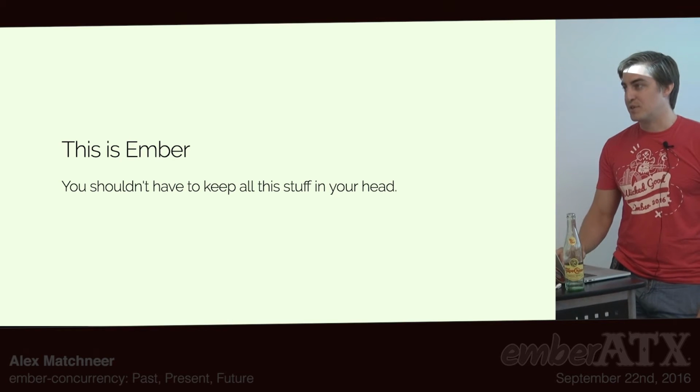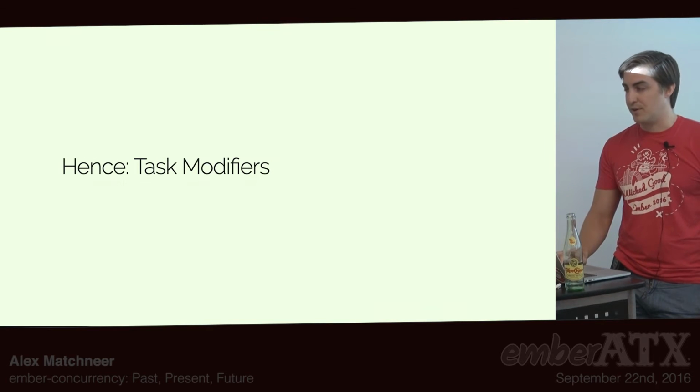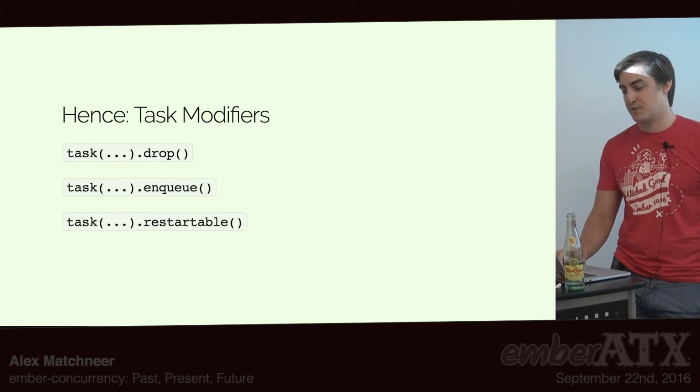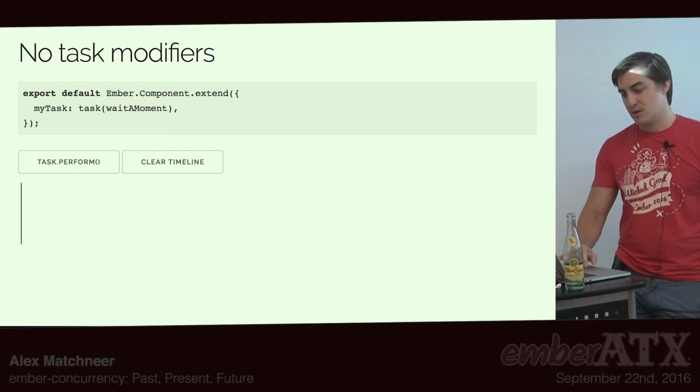But there's Ember, and this is a bunch of boilerplate, a bunch of promisey acrobatics that you shouldn't have to keep in your head. So Ember concurrency has this thing called task modifiers. There's one called drop, there's one called enqueue, and there's one called restartable, and they correspond to the last 3 slides I showed. So this is a timeline that I'll be using in the next few slides.